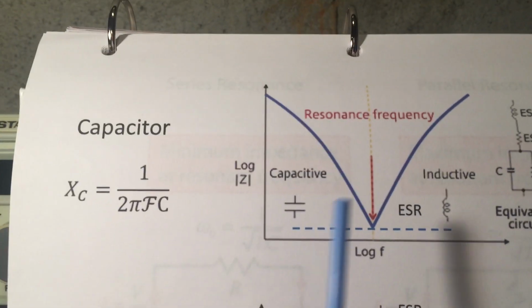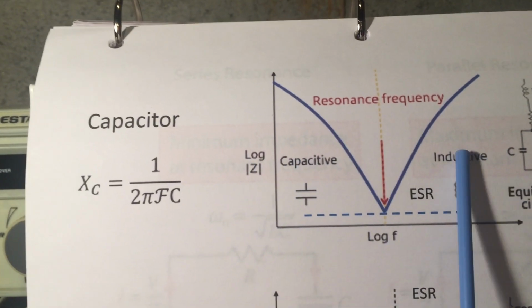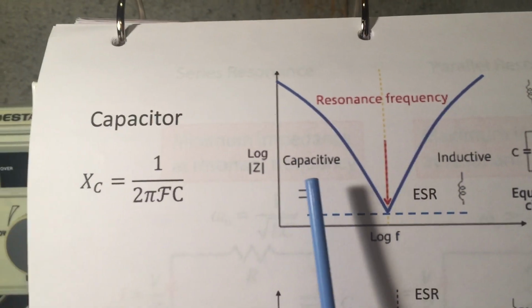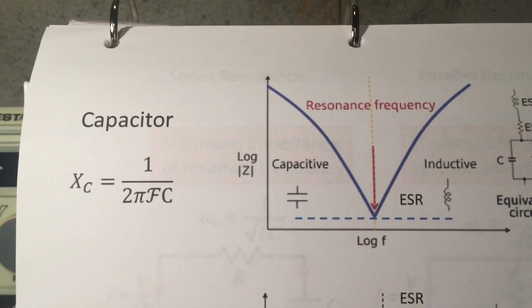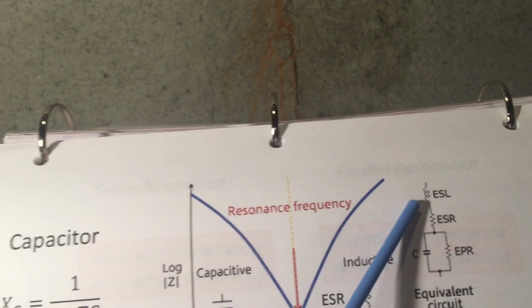So the resonant frequency is the point where capacitive reactance and inductive reactance are equal, so the two cancel each other out, and what's left here is just the ESR, or the equivalent series resistance. We see that up here in the model.